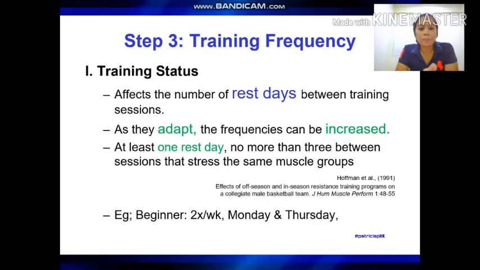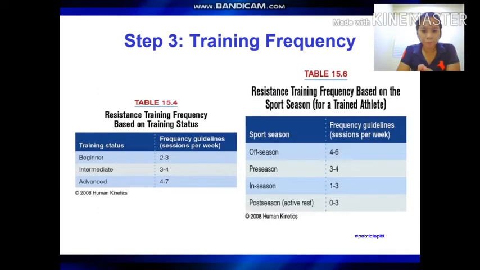All right, for example, a beginner has lesser frequency per week, 2 times per week, Monday and Thursday. As they adapt, you can progress to more sessions per week, right? On the left side, you can see the table here talking about beginner 2 to 3 times, advanced almost every day. And the right side talks about the sports season, another consideration for the training frequency.